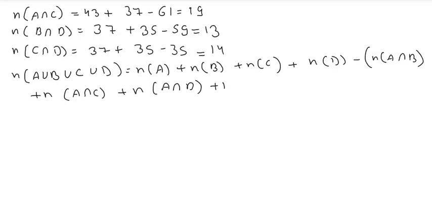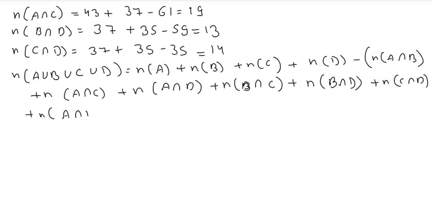plus N of B intersection C plus N of B intersection D plus N of C intersection D plus N of A intersection B intersection C plus N of A intersection B intersection D. Here A intersection means common terms which are in set A, B, D, common terms in set A, B, C. Here we can summarize in this form: A intersection B intersection D.